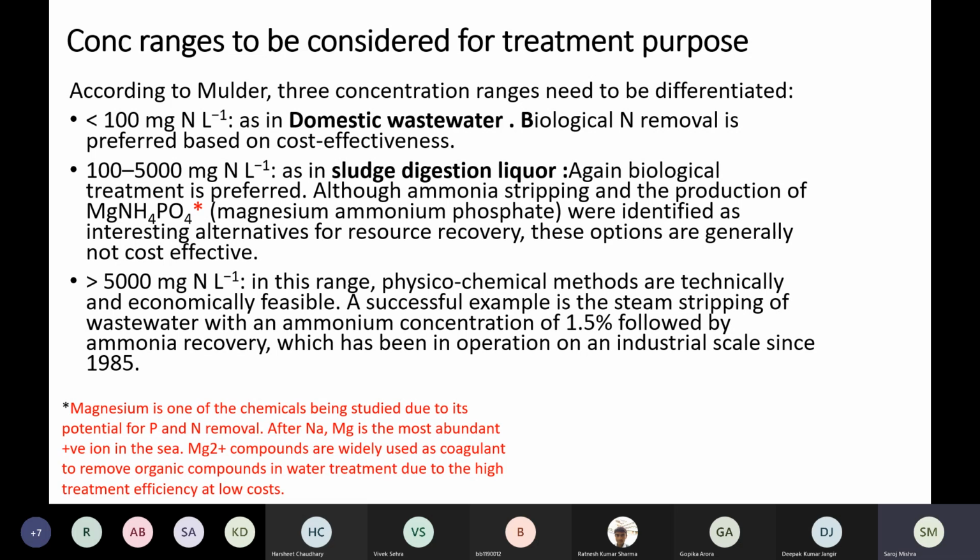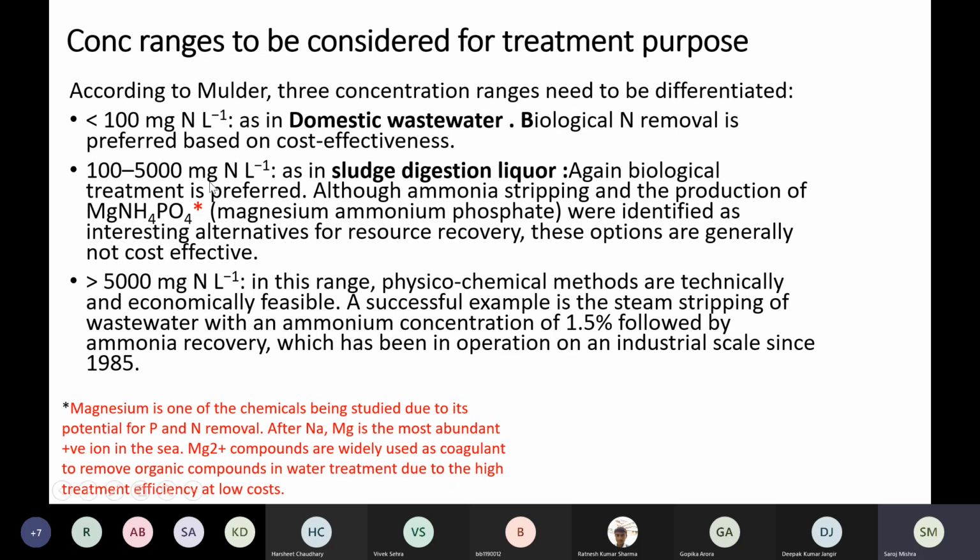Now, what kind of treatment needs to be given will depend on the initial concentration of the nitrate. Mulder, who has done a lot of work in this area and is an authority, has identified three concentration ranges. So if the level of nitrogen is less than 100 milligram per liter, as is usually the case in domestic wastewater, then a biological nitrogen removal procedure needs to be targeted. Okay, so is this clear? You are not advised to use any kind of chemical process if the level of nitrogen in the form of nitrate is less than 100 milligram per liter. Then a biological treatment is good enough.